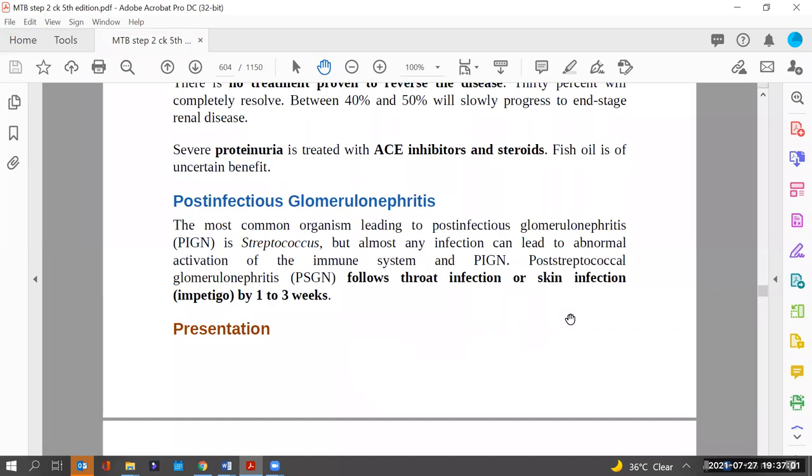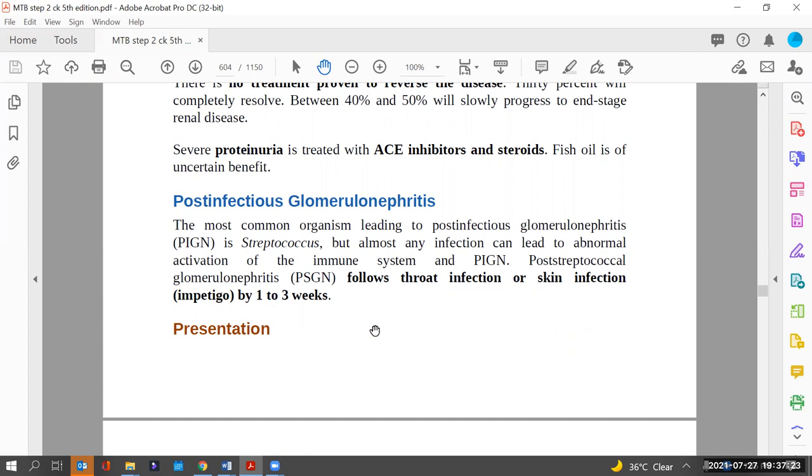Now, especially as far as our MCQs are concerned, you must know the presentation of the patient and especially the findings. Findings are very important for solving the MCQs, especially of this topic. So post streptococcal glomerulonephritis follows throat infection or skin infection by 1 to 3 weeks.